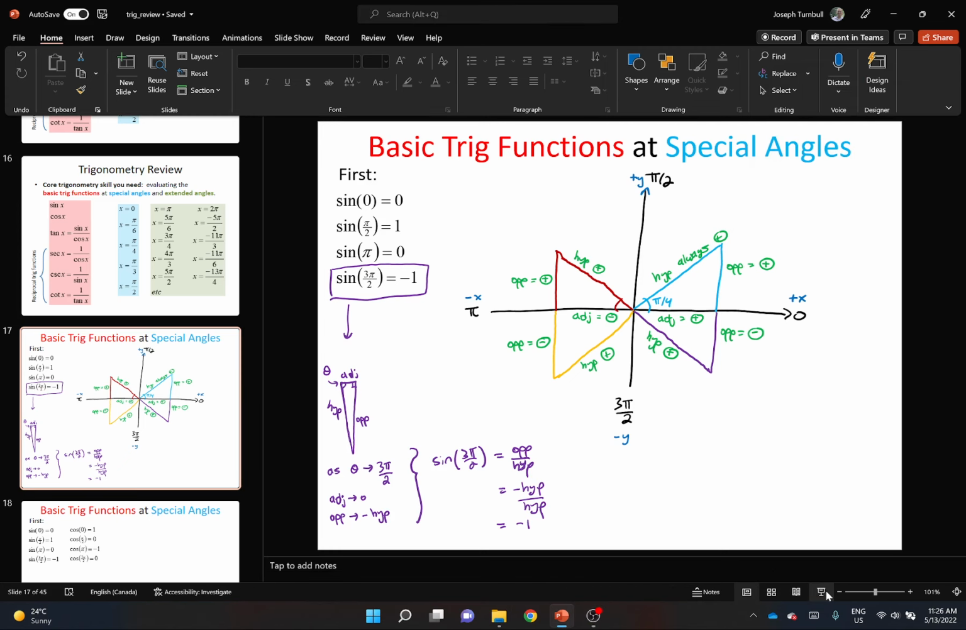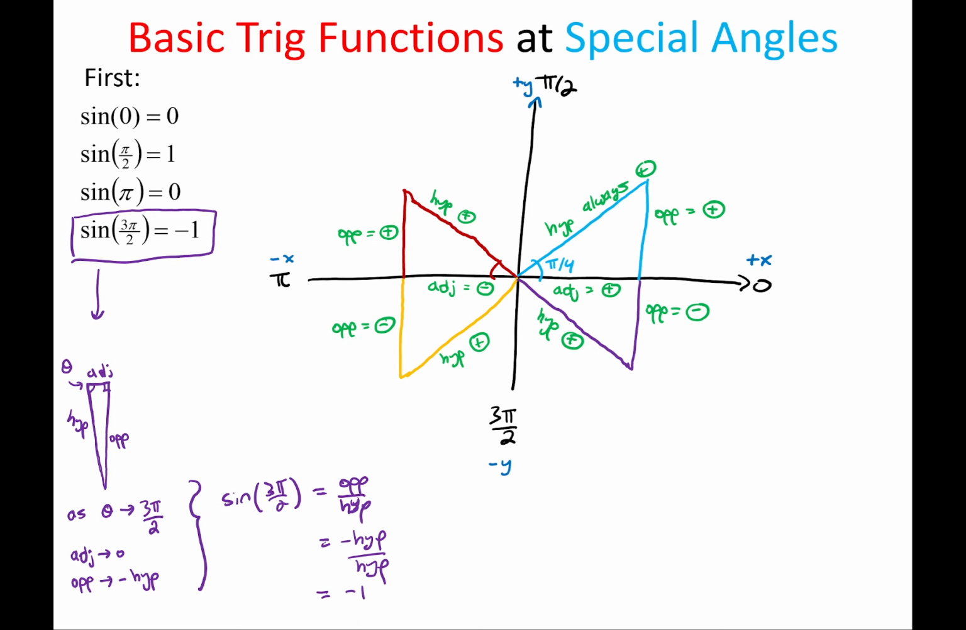Hey, welcome back. This video is about the CAST rule, and it's actually connected to the diagram drawn in a previous video. This diagram here indicates where the opposites and the adjacents are positive or negative.